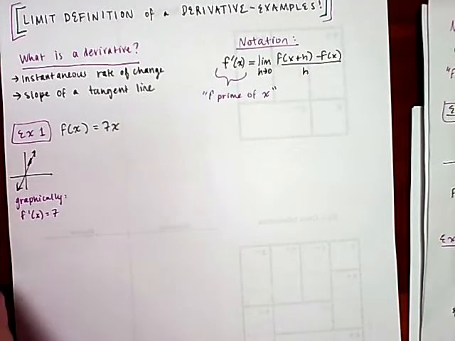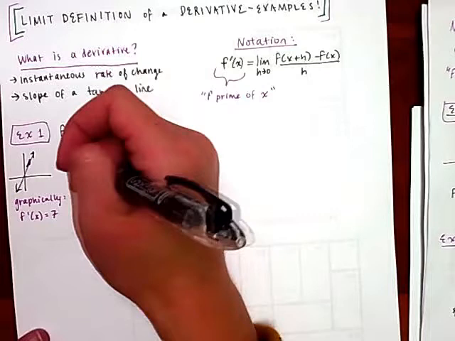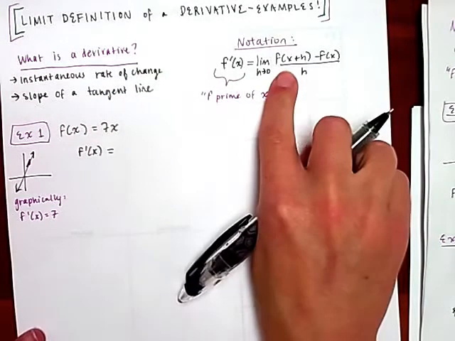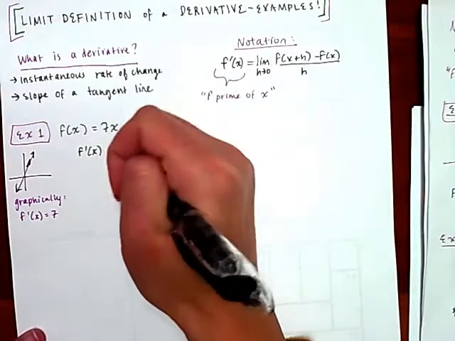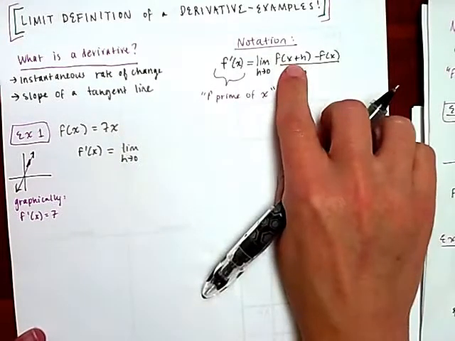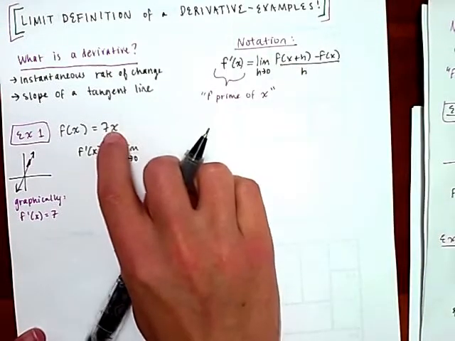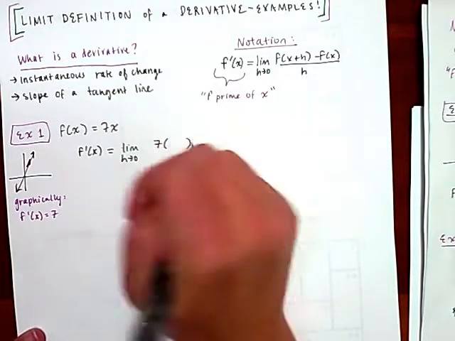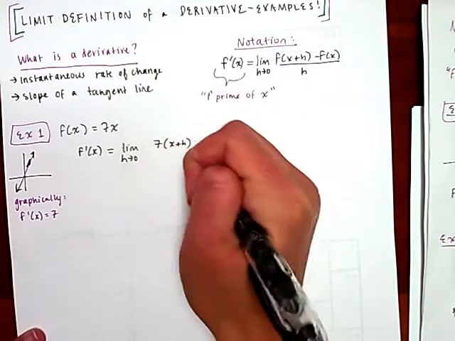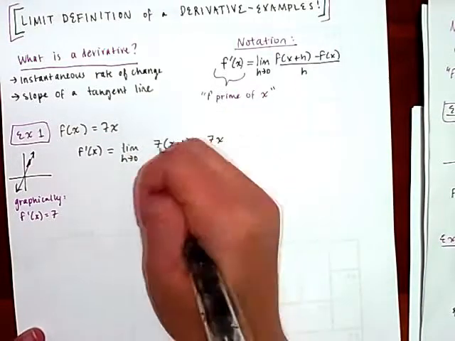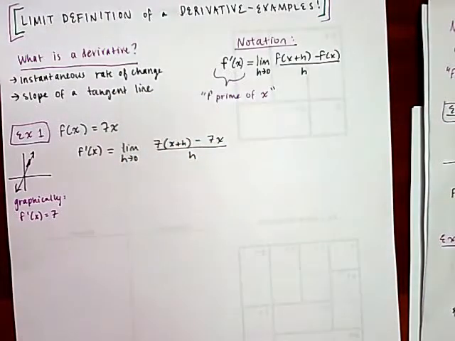Okay? Now let me show you how we can get to that same answer using the limit definition. So I would say f prime of x is equal to, now I'm plugging into this formula, the limit as h goes to 0 of f of x plus h. That just means this function rule where I substitute in x plus h for the x. So that would be 7 parentheses, instead of that x, I'm writing x plus h, minus f of x. That's just 7x, all over h.